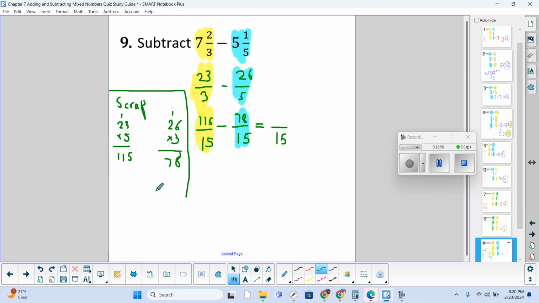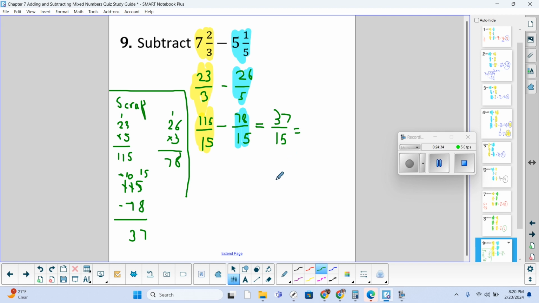So I'm going to extend the page. I'm going to use my little scrap area to do this work. 115 minus 78. All right, so what do we have here? 5 minus 8 I can't do, so I'm going to regroup here. That becomes 0. That becomes 15. 15 minus 8 is 7. All right, can't do 0 minus 7, so I'm going to take from there, regroup. 10 minus 7 is 3. So now I have 37 over 15.